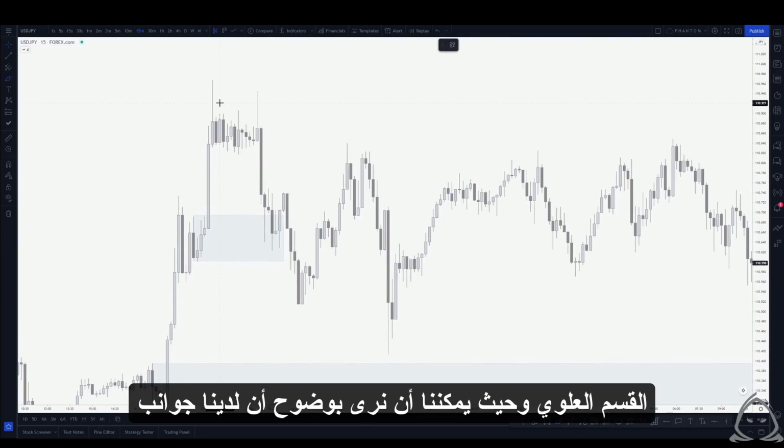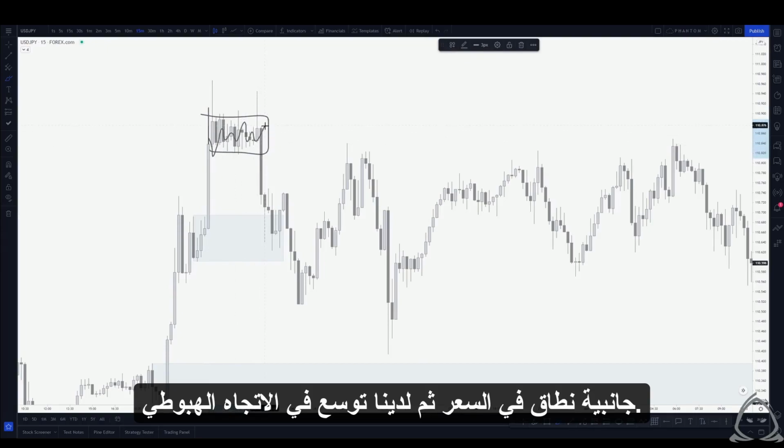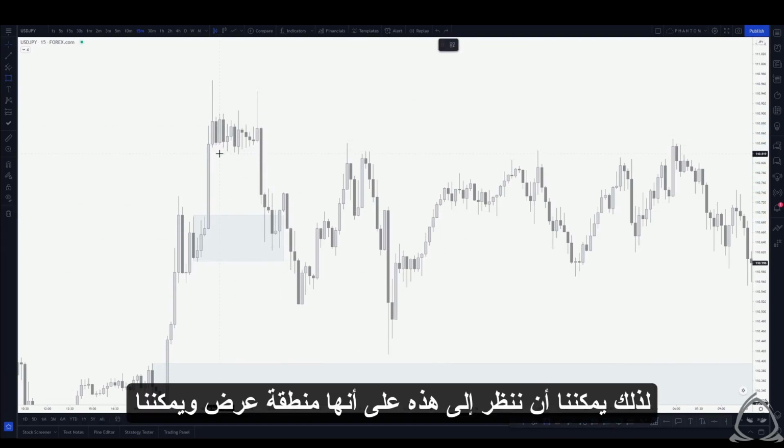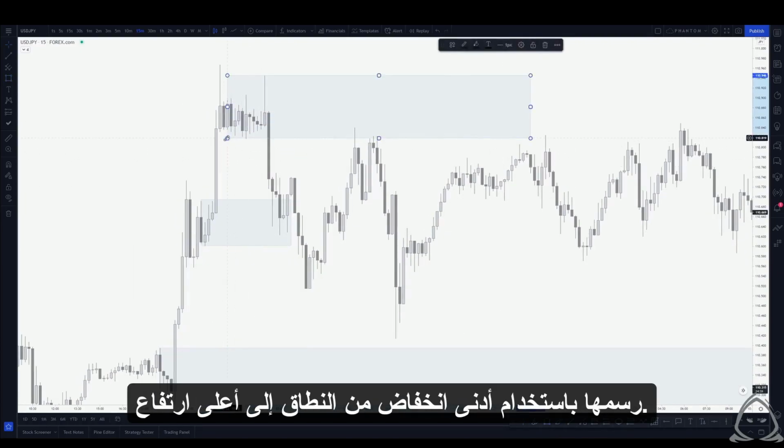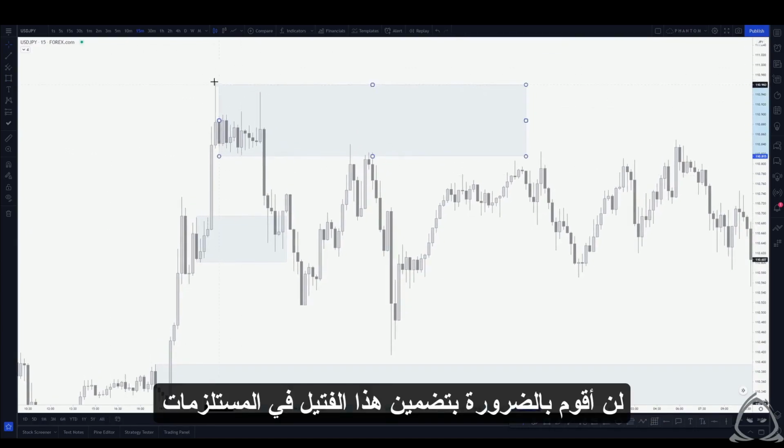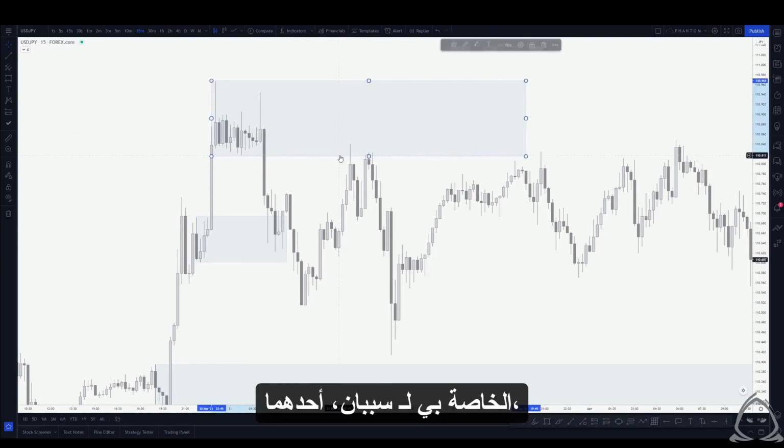And now we have a demand zone, and we can just keep moving on to this top section, where we can see quite clearly that we have a sideways range in price, and then we have an expansion to the downside. So what we can view this as is a supply zone, and we can draw it with the lowest low of the range to the highest high. I wouldn't necessarily be including this wick in my supply zone for a couple of reasons.